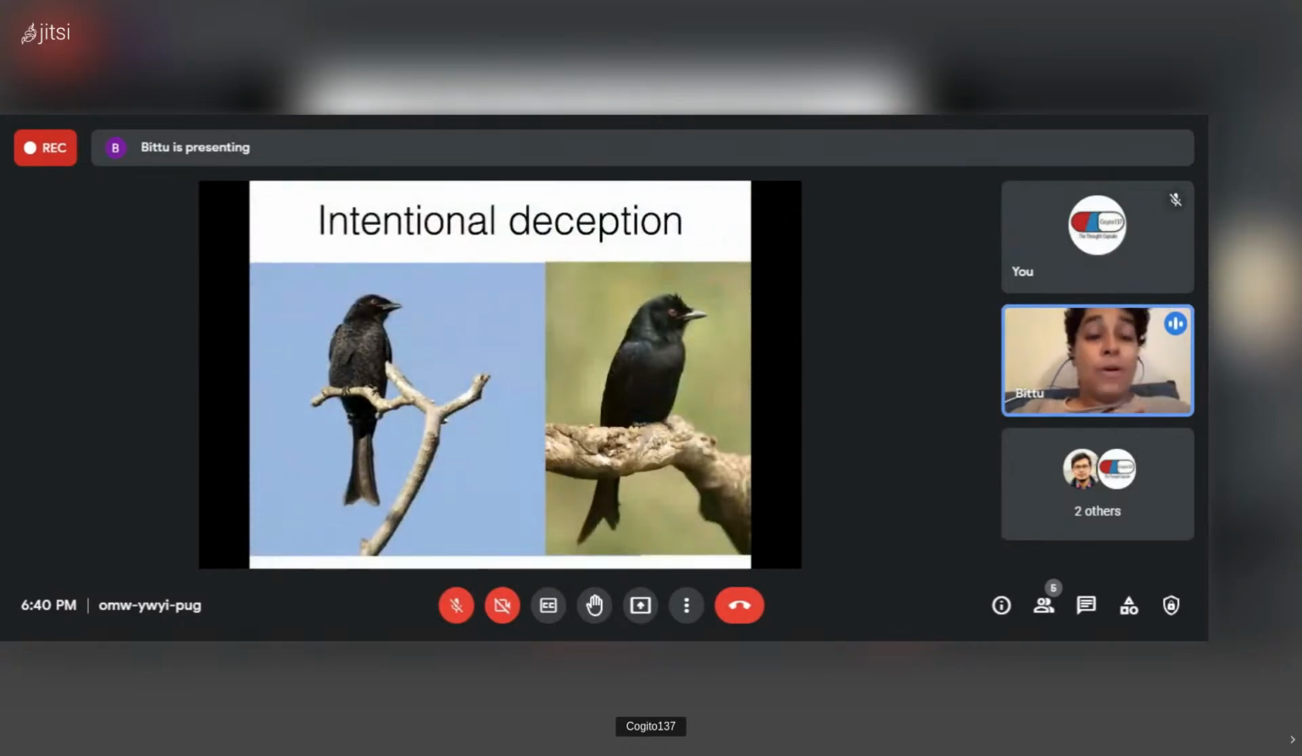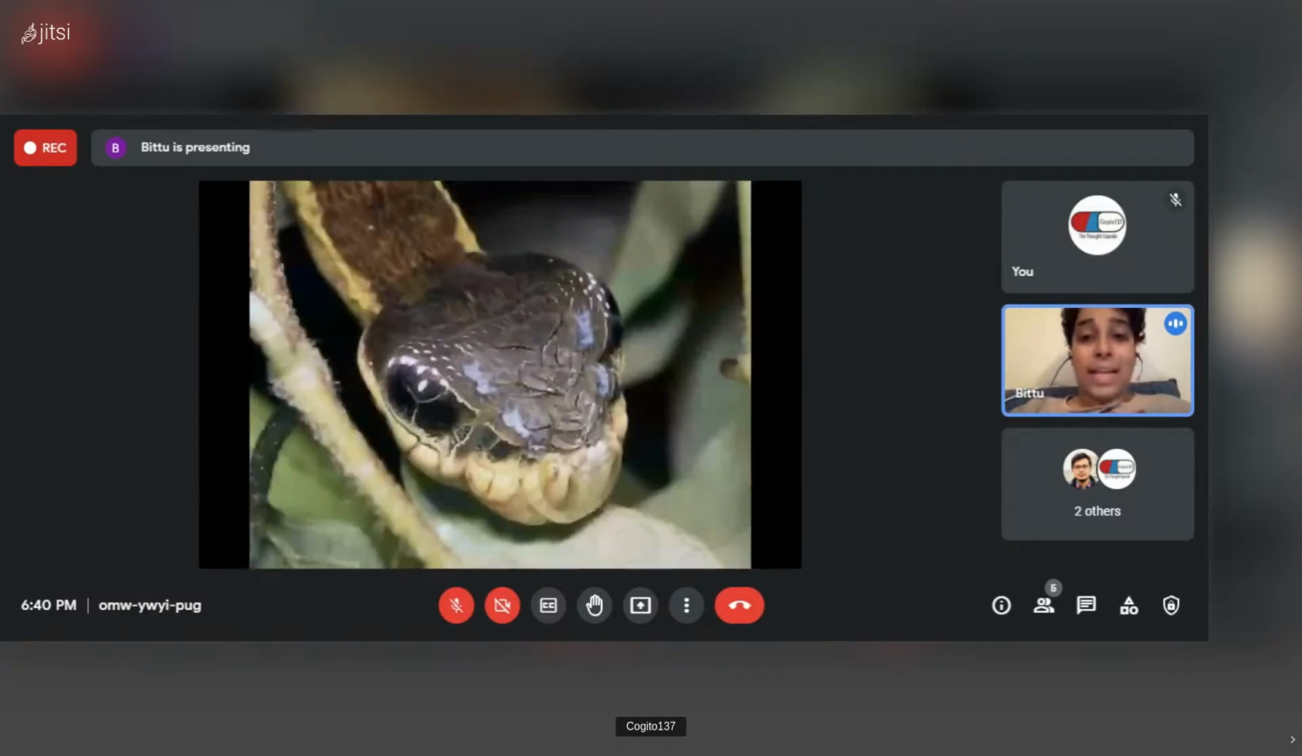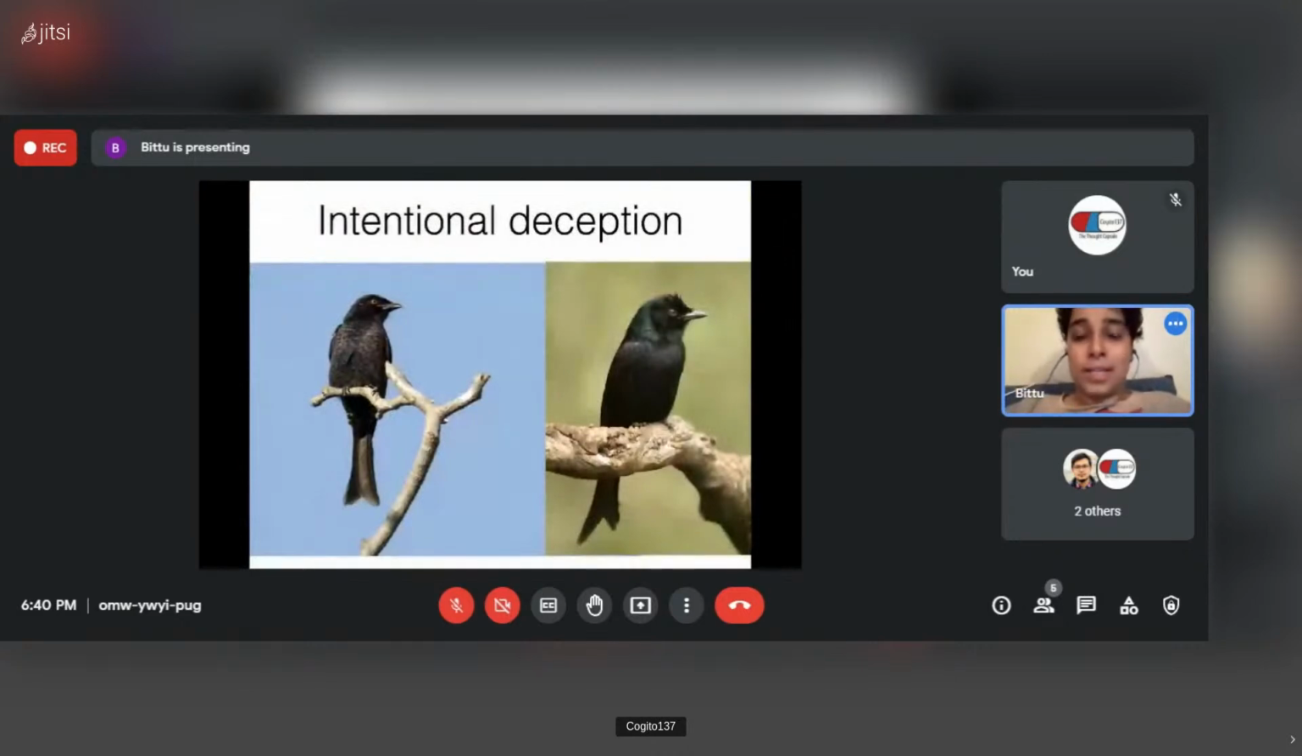We do know of examples of intentional deception. For example, this is a drongo, and I had a former colleague named Samira who studies intentional deception among these animals. Very cool system. We know these animals will sometimes produce calls that can mimic the calls of predators to scare off the competition in mixed species flocks.